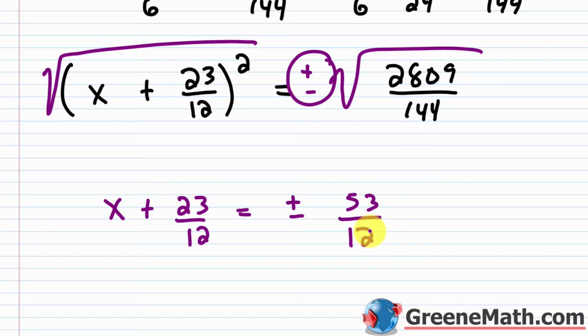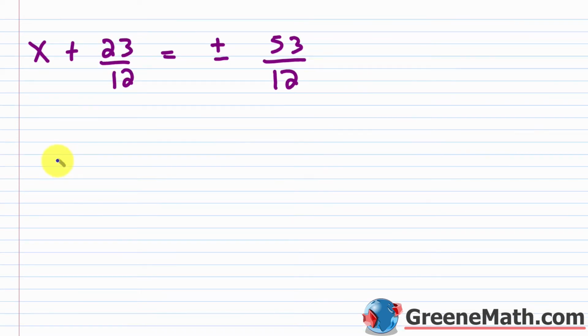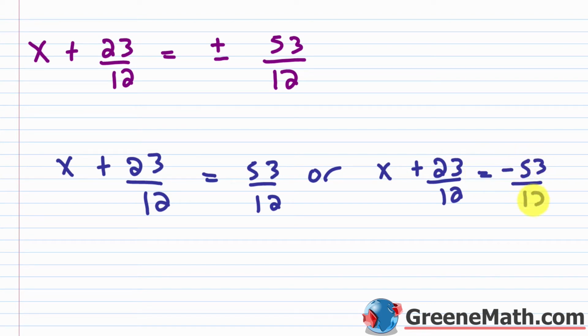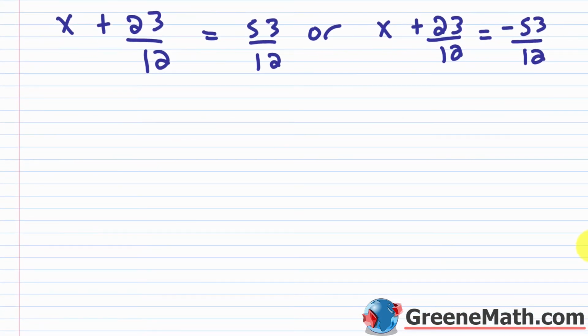Okay, so let's scroll down and get some room going. So you're going to have that x plus 23/12 is equal to 53/12. Or, you'll have that x plus 23/12 is equal to negative 53/12. Okay, let me scroll down and get some room going so we can see what's going on.